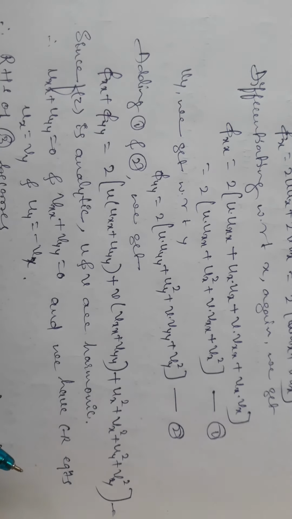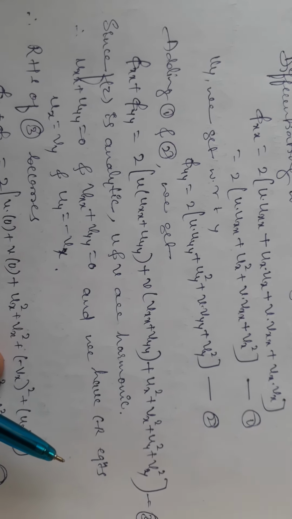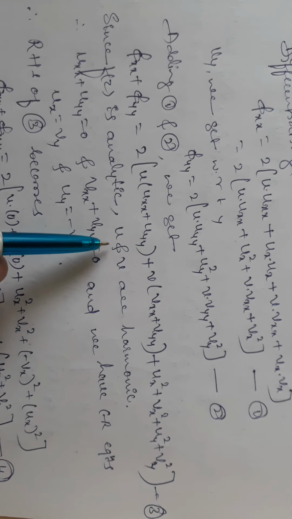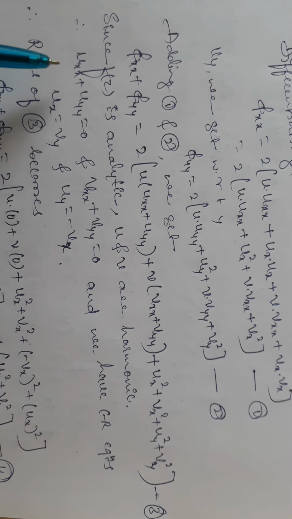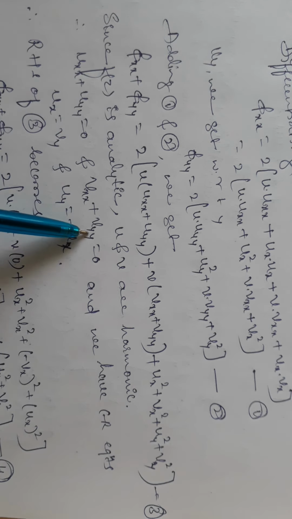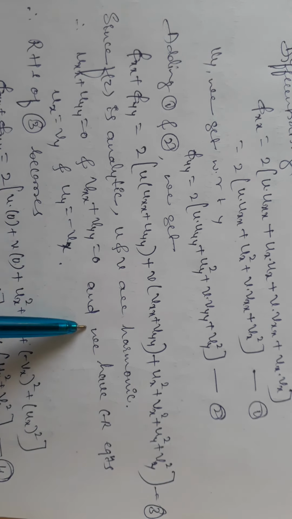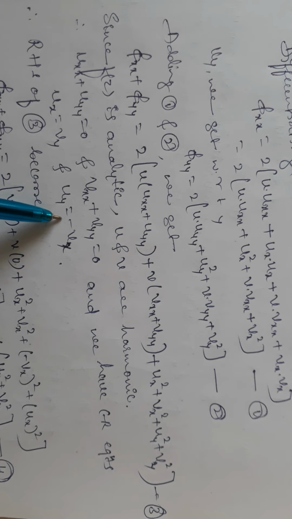Since f of z is analytic, therefore u and v are harmonic. Hence uxx plus uyy is 0, vxx plus vyy is 0, and we have the CR equations, that is ux equal to vy and uy equal to minus vx.